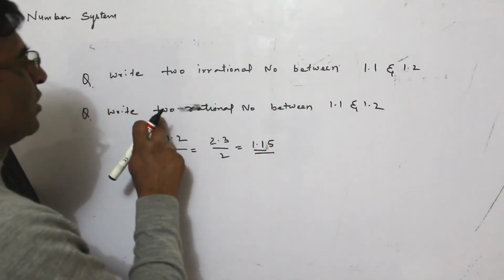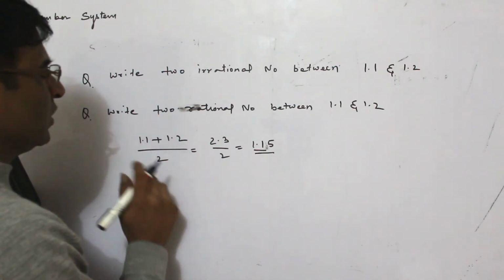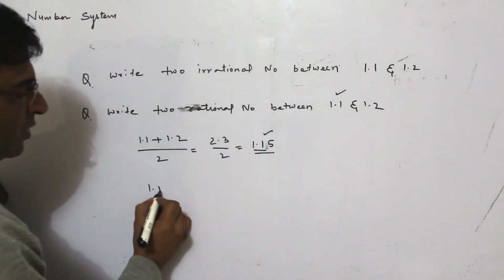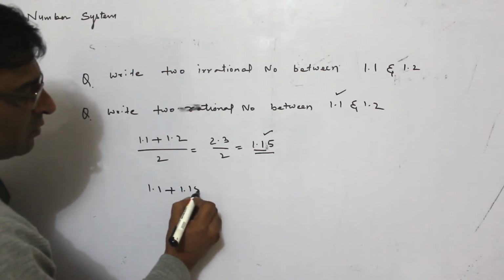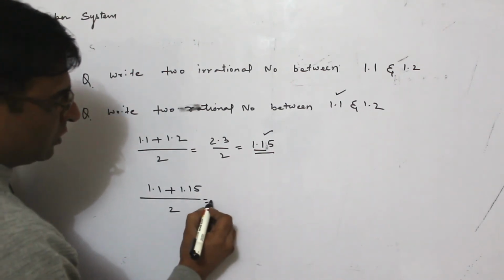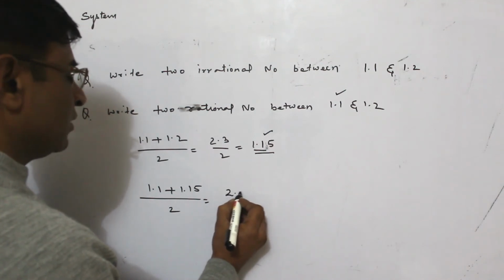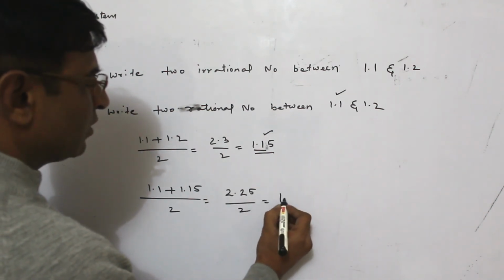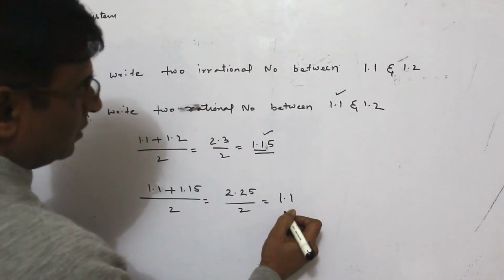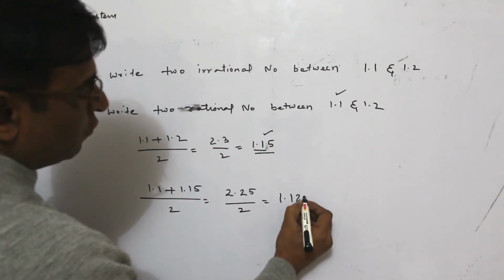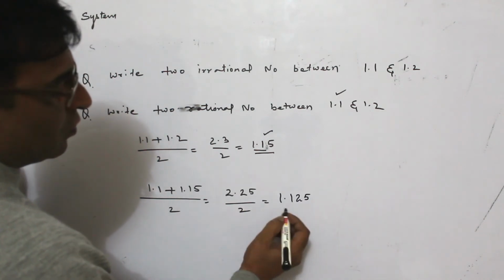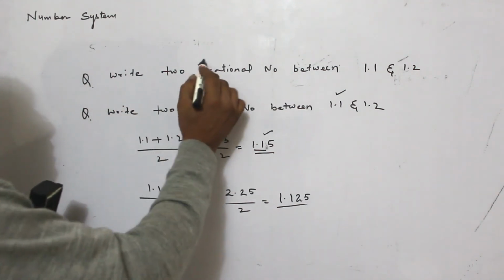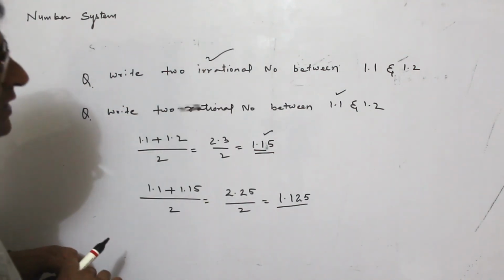Similarly, for one more number, I take this and add 1.1 plus 1.15 divided by 2, which gives us 2.25 divided by 2, that is 1.125. So this is another rational number which will fall here. But now our question still exists: irrational numbers.